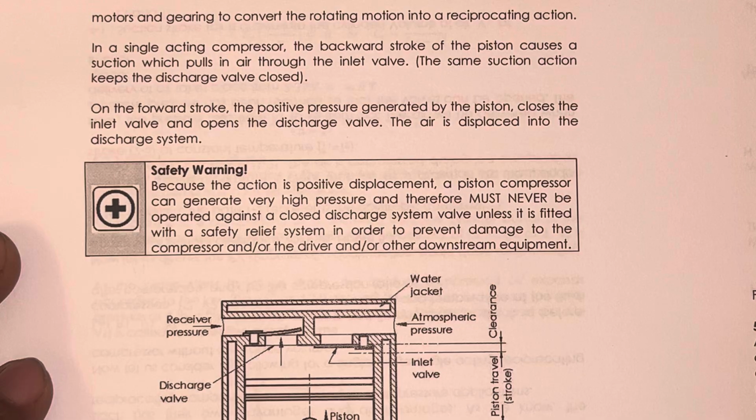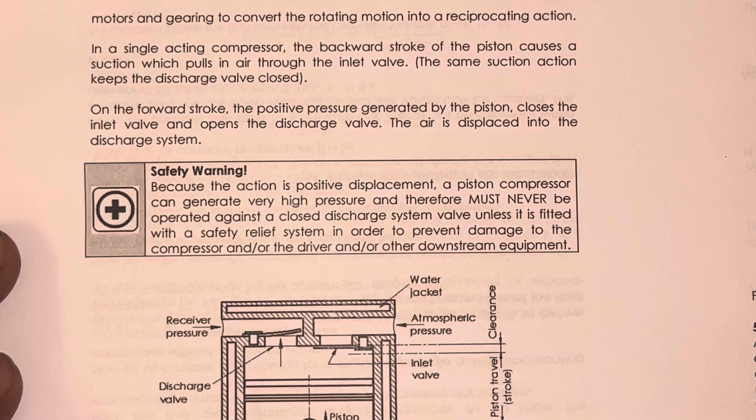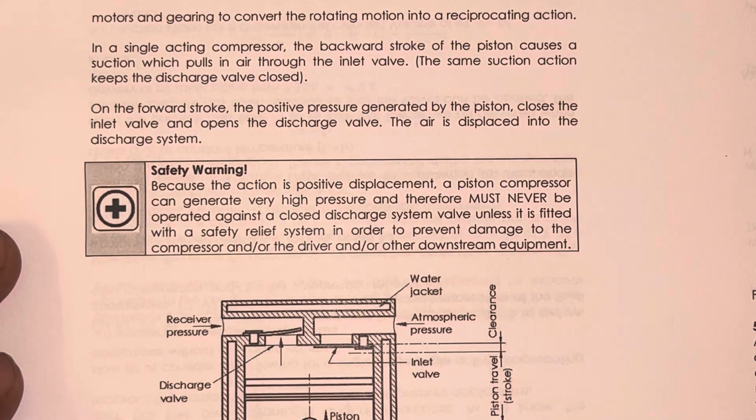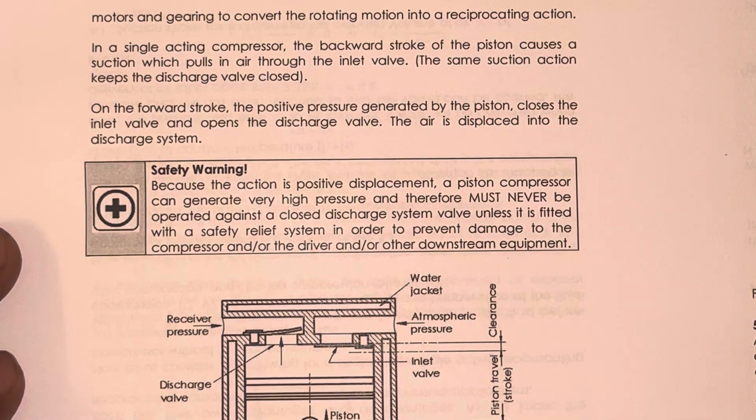In a single acting compressor, the backward stroke of the piston causes a suction which pulls in air through the inlet valve. The same suction action keeps the discharge valve closed. On the forward stroke, the positive pressure generated by the piston closes the inlet valve and opens the discharge valve. The air is displaced into the discharge system.